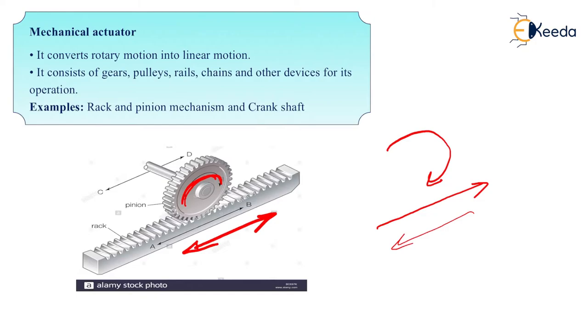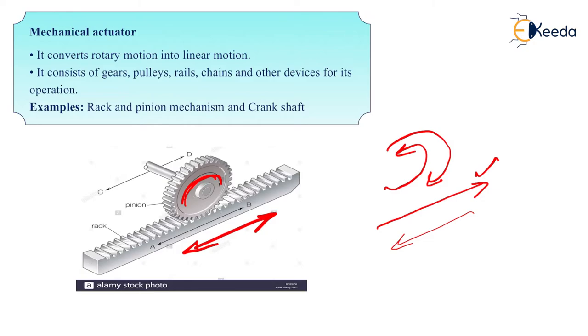In the same way, when the pinion is moving anticlockwise, then the motion of the rack is in the forward direction. So where is the mechanical actuator used? It is used in gears, pulleys, rails, chains and other devices for its operation.